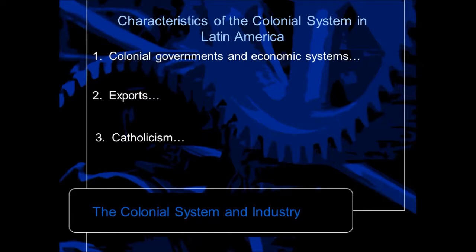Catholicism also plays a huge part in the colonial systems because it is a justification for many countries to come to this part of the world from Europe to save the savages, as they put it. So you have these major changes going on in all of the Latin American countries that get caught up in this colonial system, and it leads to massive change in all of them.